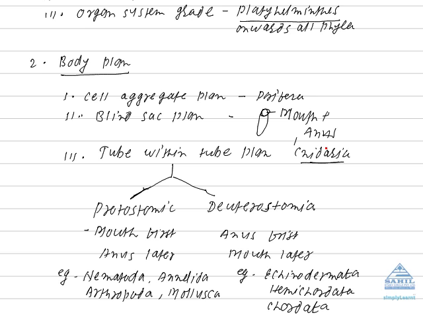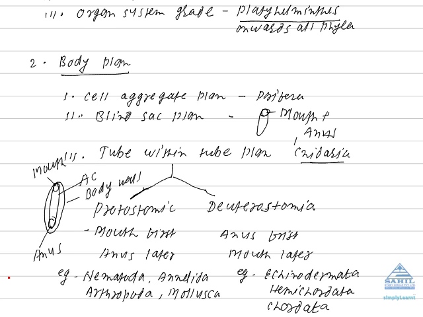The next plan is the tube within tube plan, which means one tube surrounded by another tube. The inner tube is the alimentary canal, and the other, outer tube is the body wall. And the alimentary canal has two openings. One opening is called the mouth, and the other opening is called the anus. So there are separate routes for ingestion as well as egestion, unlike the blind sac plan.